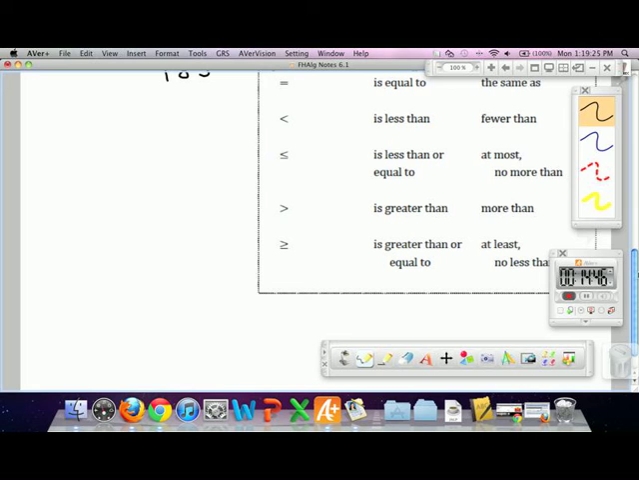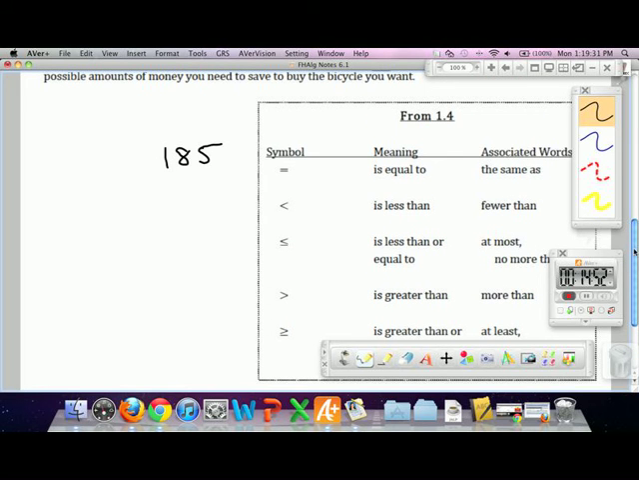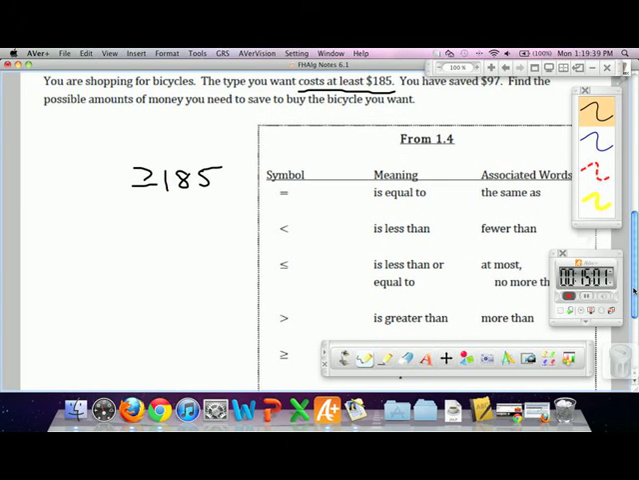Okay. It's at least 185, and then what's at least 185? Well, the amount of money I need to save, right? Well, what's the amount of money I need to save? This side should be the money I need to save or I've already saved. Well, I've already saved 97, and I need to save how much more money? Do I know that? Sure, we'll go with money. M for money to save.